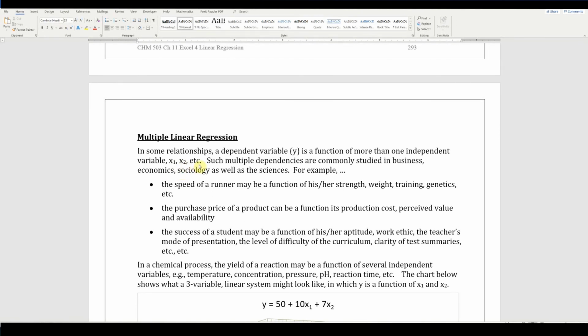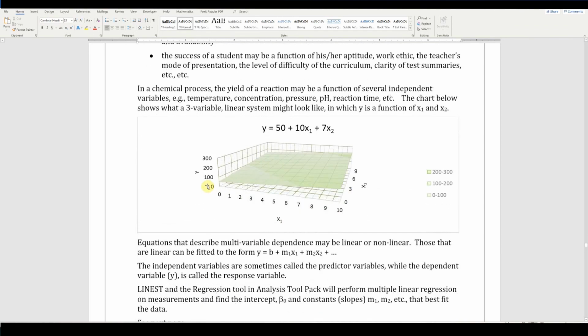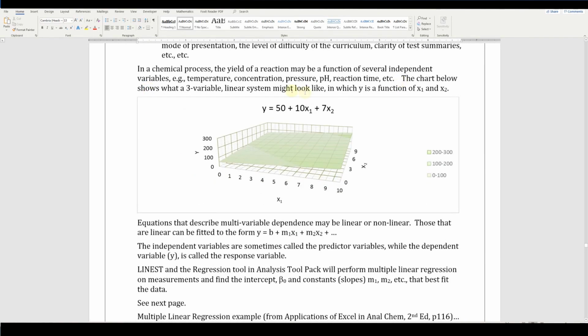multiple independent variables. Now, such multiple dependencies are common in areas like business and economics and sociology, in everyday life, as well as the sciences. I won't read the examples in the bullets here, but let's look at this chemical example. In a chemical process, the yield of a reaction may be a function of several independent variables, such as temperature and concentration and pressure and pH and reaction time, and on and on.